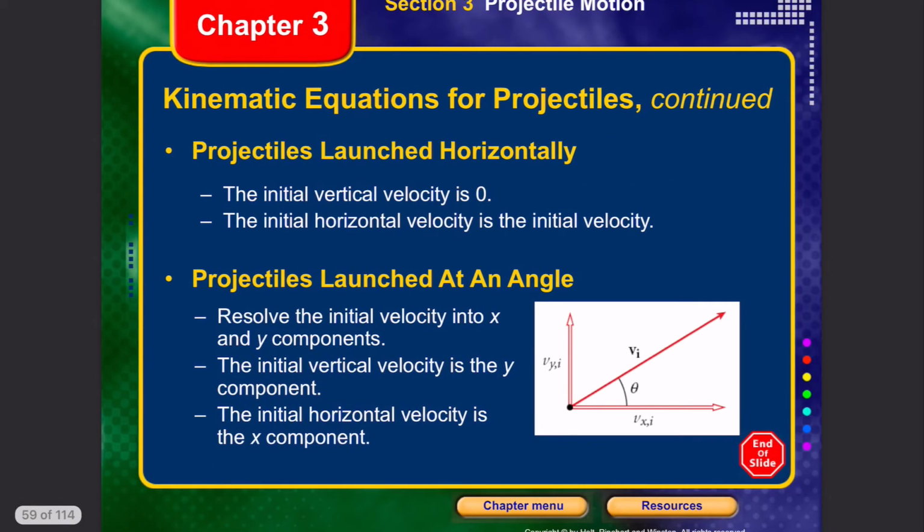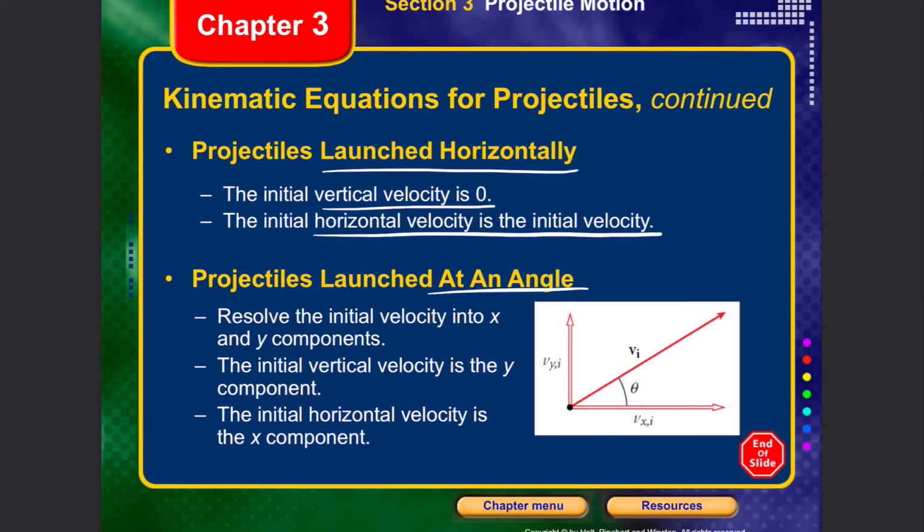So when you have a projectile that is launched horizontally, its initial vertical velocity is always going to be 0, and its initial horizontal velocity is the initial velocity. Now when you have a projectile that is launched at an angle, we'll try to resolve the initial velocity into x and y components, and we'll consider that the initial vertical velocity is the y component and the initial horizontal velocity is the x component. So we are basically splitting this vi into vxi and vyi.